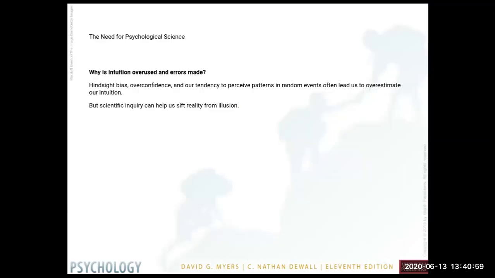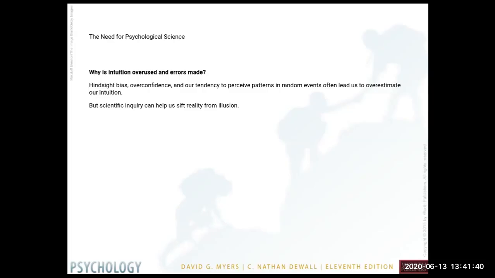So why is intuition overrated? Why are errors made? Because people don't realize that our thinking like this is flawed. Hindsight bias, overconfidence, our tendency to perceive patterns in random events, it leads us to overestimate our intuition. It leads us to think that we rely more on common sense than we do, or we should. The way to really help us to sift reality from illusion, knowing what's real and what's not, what's random and what's really a pattern, is scientific inquiry. Science can show us what's real and what's not.